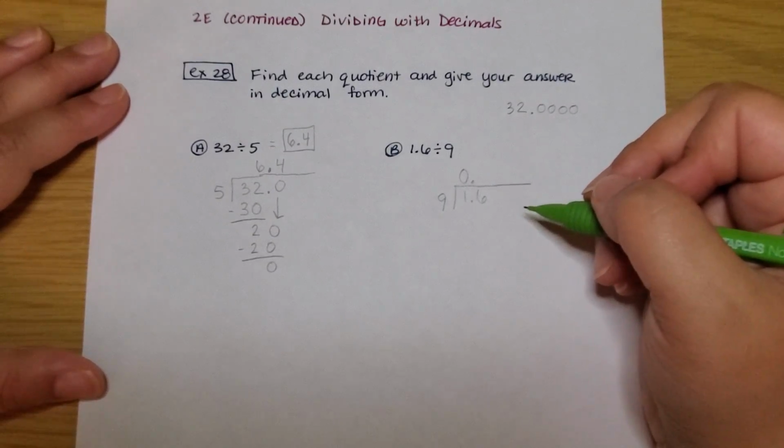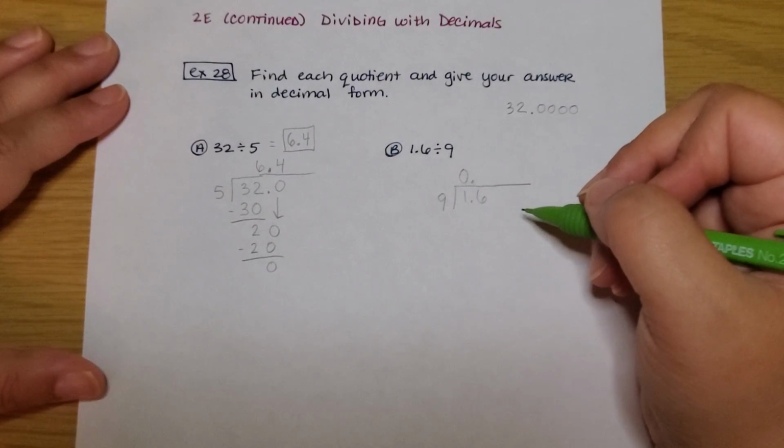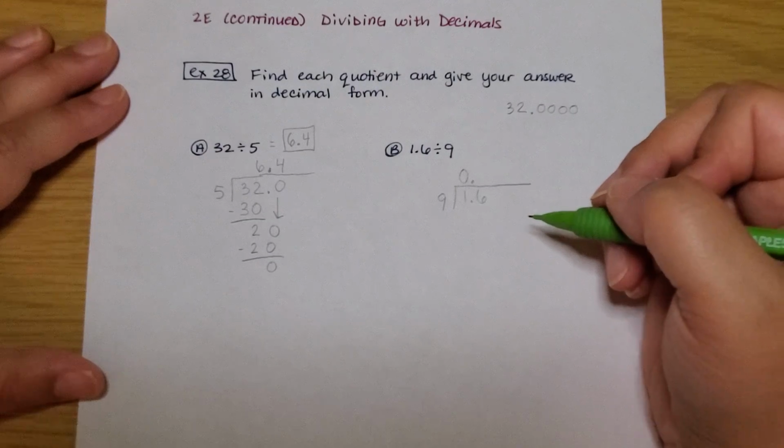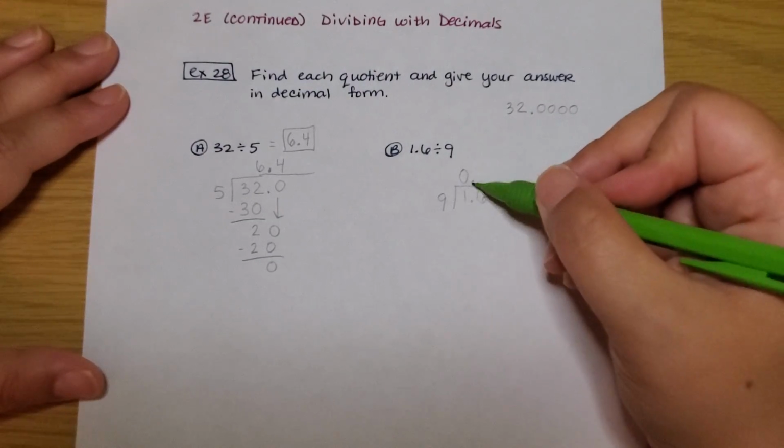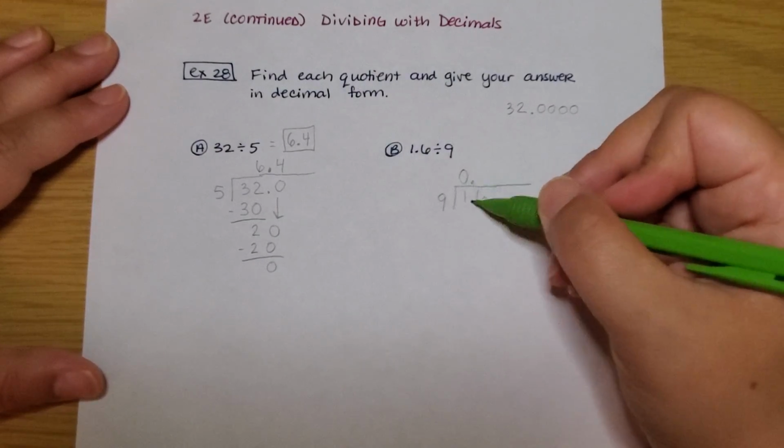So kind of like when we did the traditional method of multiplying with decimals, the decimal point only really had an impact towards the end. Here it just has an impact that I have to remember to write it and line it up.